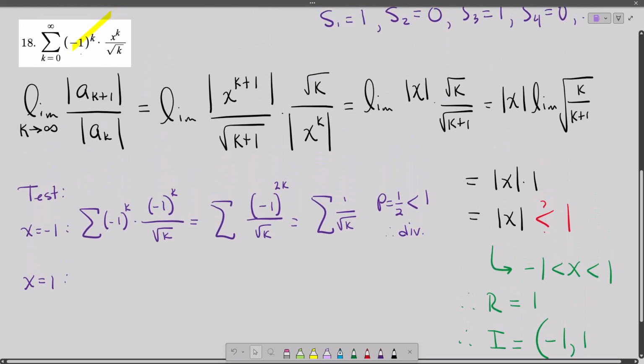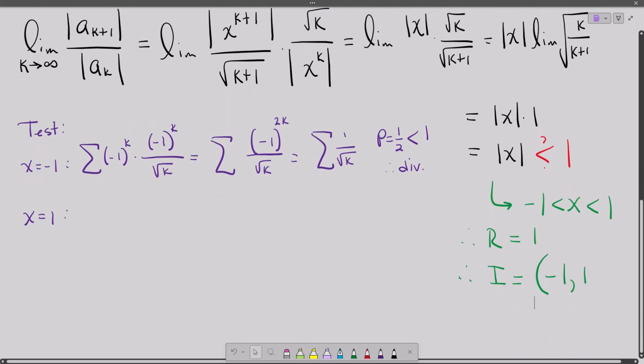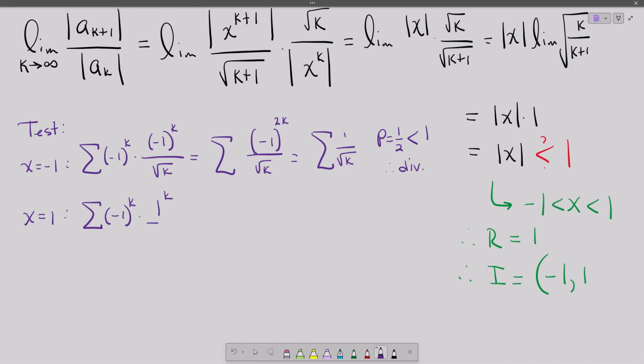So at 1, okay, we have -1 to the k, and then 1 to the k, but 1 to the k is just 1, so we end up with -1 to the k multiplied by 1 over root k. Alternating series. Does that alternating series converge or diverge? It's going to converge.